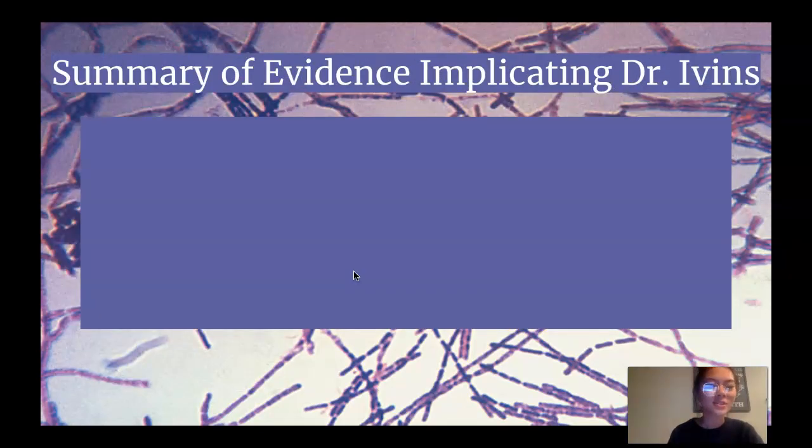So let's go into the summary of evidence implicating Dr. Evans. So first we have opportunity. He had access to not only the Ames strain of the Bacillus anthracis, but he also had access to the spore batch RMR 1029. And not only did he have access to it, he actually created it and maintained the spore batch in this lab that was then used for the anthrax mailings.